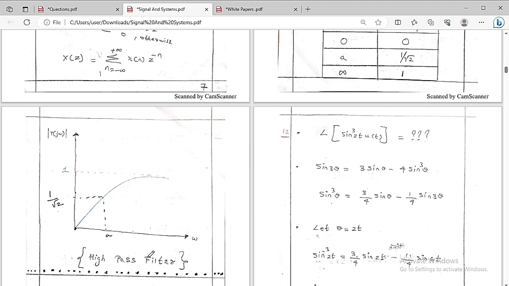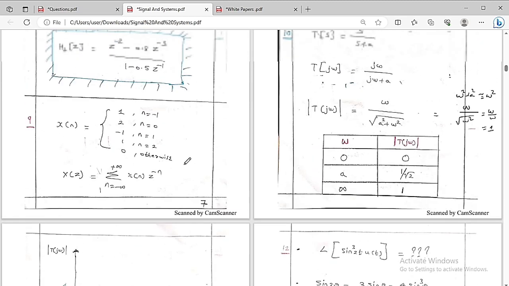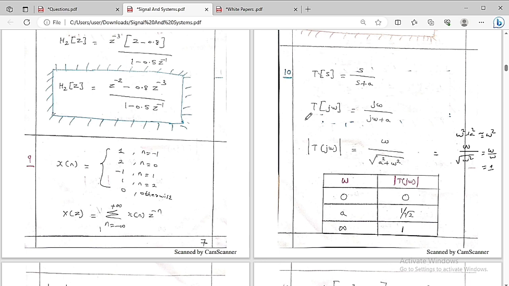So this is the transfer function of the high pass filter. But you can also solve it in a fraction of a second. There is another method also. What is the zero here?